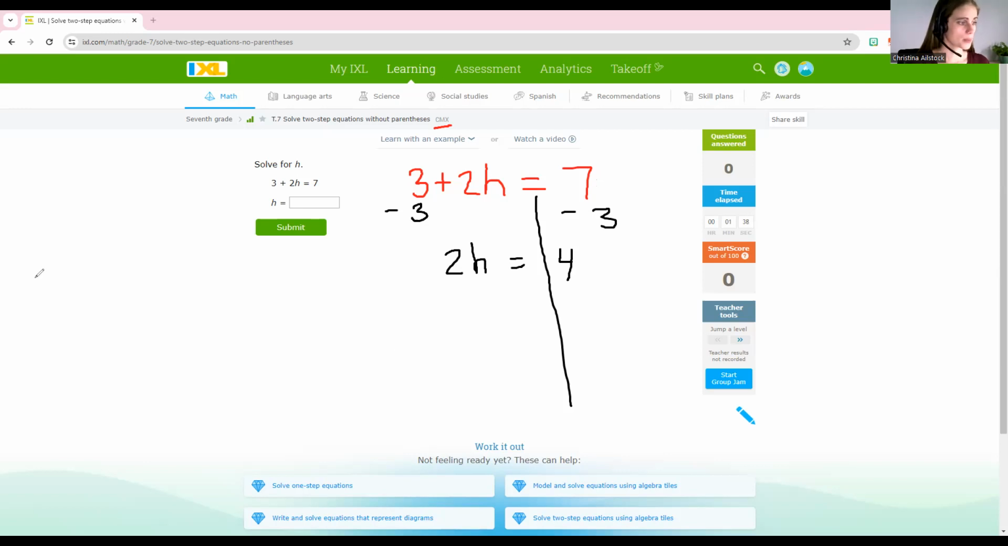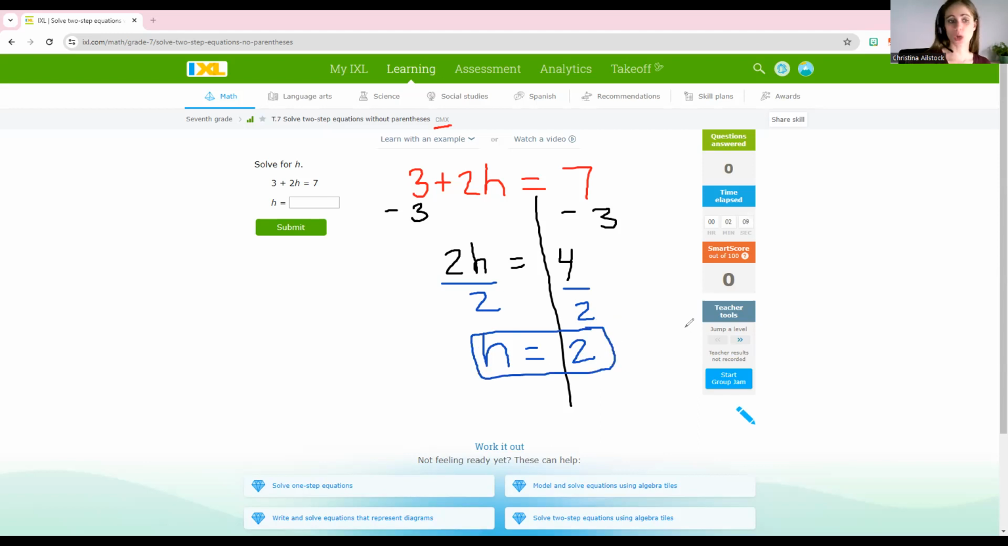Now for our next step, I'm a little bit closer to getting h by itself. I just have that 2 in the way. Well, that 2 is being multiplied by the h. And I know that because when a number and a variable are side by side like that, it means multiplication. So the inverse of multiplication is division. We will divide both sides by 2. 2 divided by 2 is 1. So we're just left with one single h. And then 4 divided by 2 is 2.